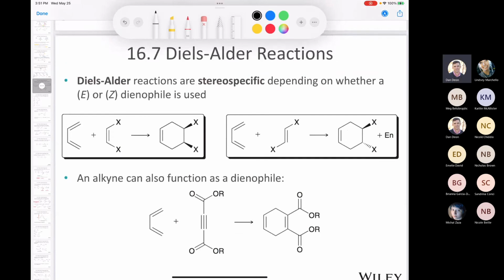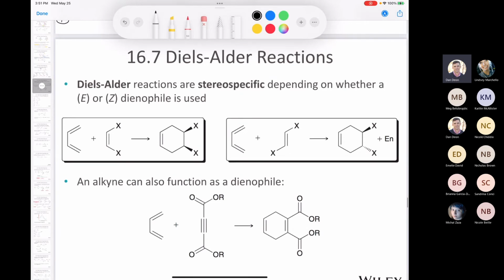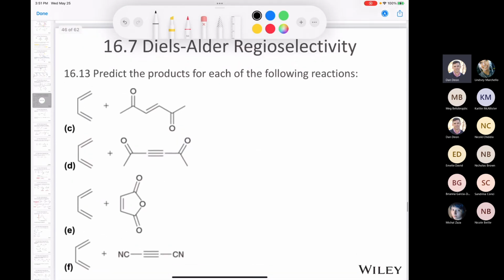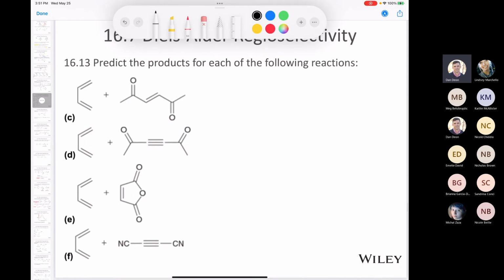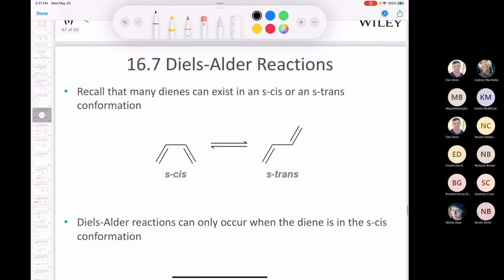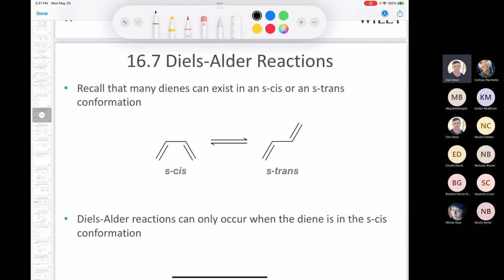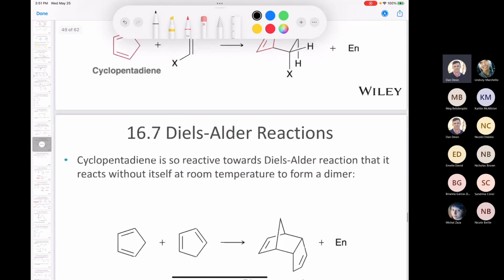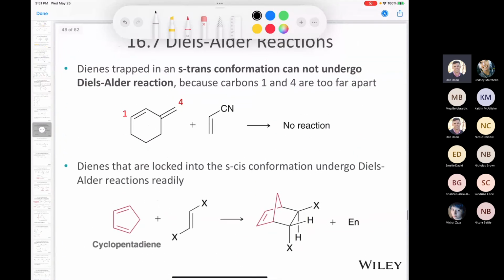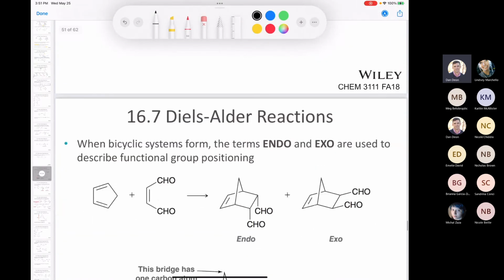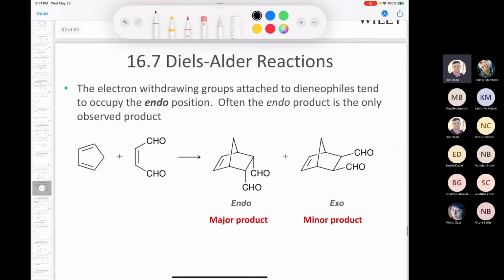And with that, we're going to call it a day. And then when we come back on Friday, we're going to finish up this section. We're going to look at the stereospecificity of Diels-Alder reactions. We're going to practice drawing the products of Diels-Alder reactions. Then we're going to talk about the conformation of the diene. We're going to talk about what's called the Endo Rule. So I'll teach you all about the Endo Rule, which is covered here.